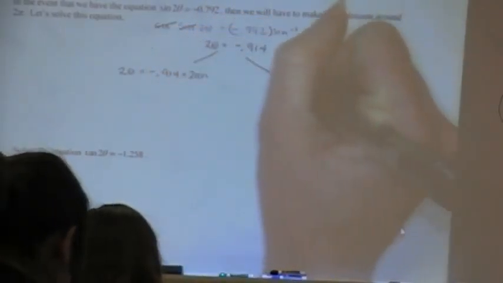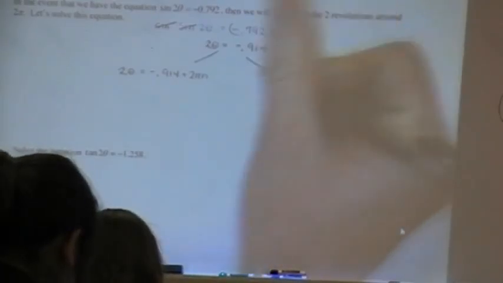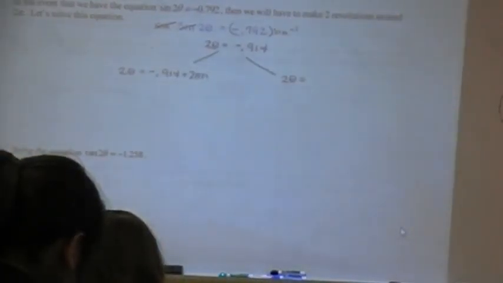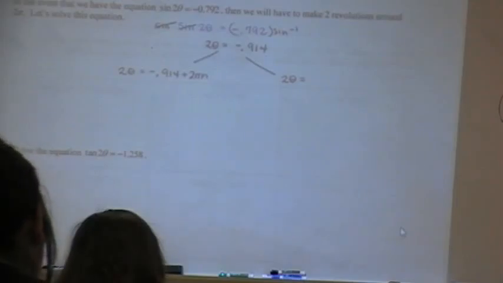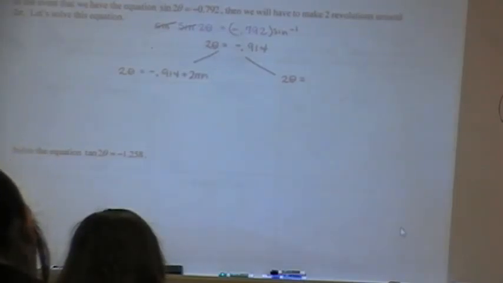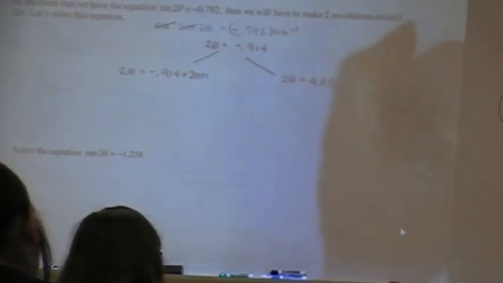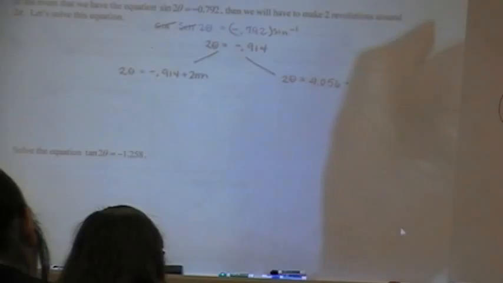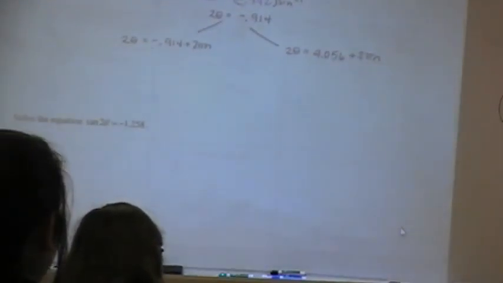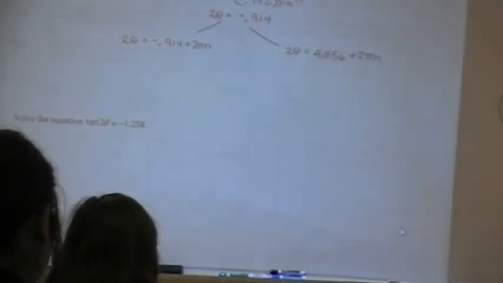So I got negative 0.914 plus 2 pi n. And then I have to do pi minus what the calculator gave me. And on this one, that's going to give me 4.056. Now, theta is still not alone. So we're going to have to divide by 2 in order to isolate theta. Everything gets divided.